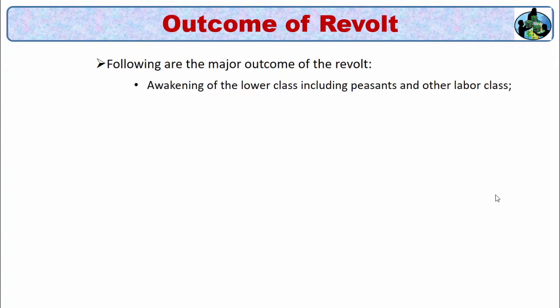Outcome of revolt. The revolt brought many structural changes for the British as well as for the Indian people. Significant among them were the awakening of the lower classes, including peasants, artisans, and others. Unified results: Hindus and Muslims were united and fought together. Beginning of national feeling. It was the time when people started feeling nationalism.